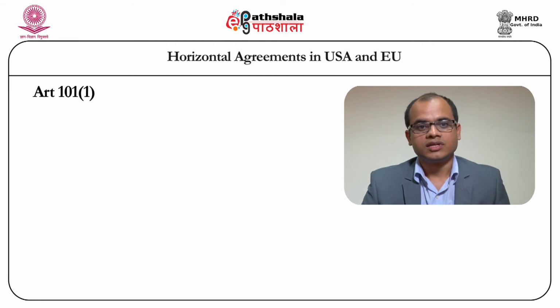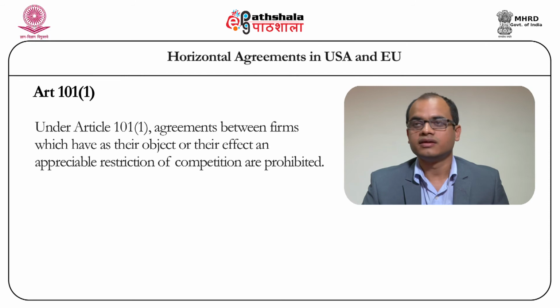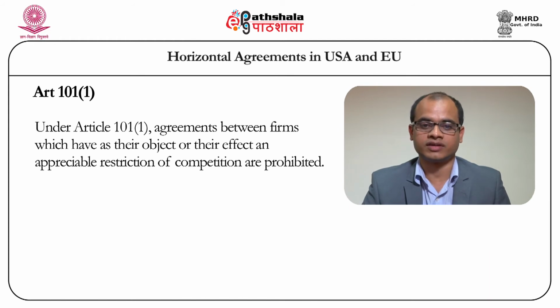Article 101, Clause 1 prohibits any agreement or concerted practice between undertakings, or decisions of an association of undertakings, which has as its object or effect the prevention, restriction or distortion of competition, and which has an effect on trade between European Union member states. So the object and effect test is a very important aspect of Article 101. Article 101 can be applied to horizontal as well as vertical agreements, but our focus here will be on horizontal agreements.